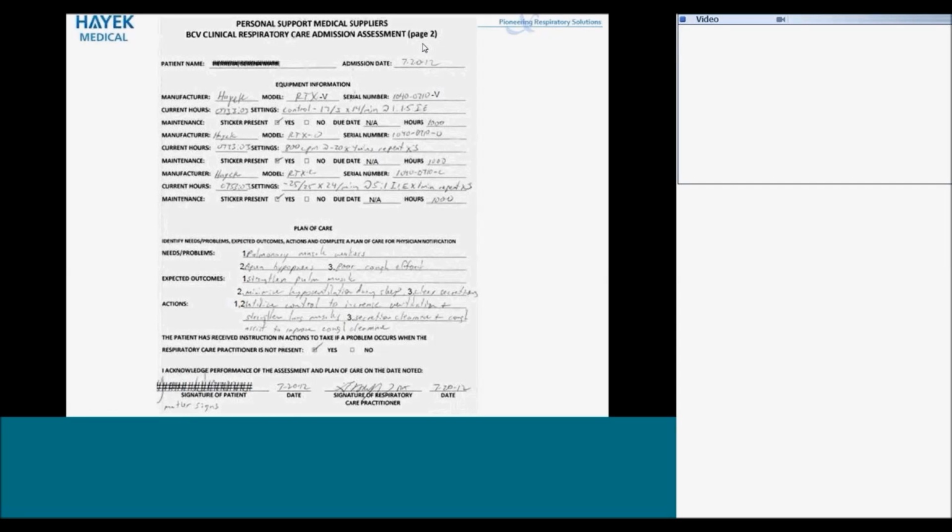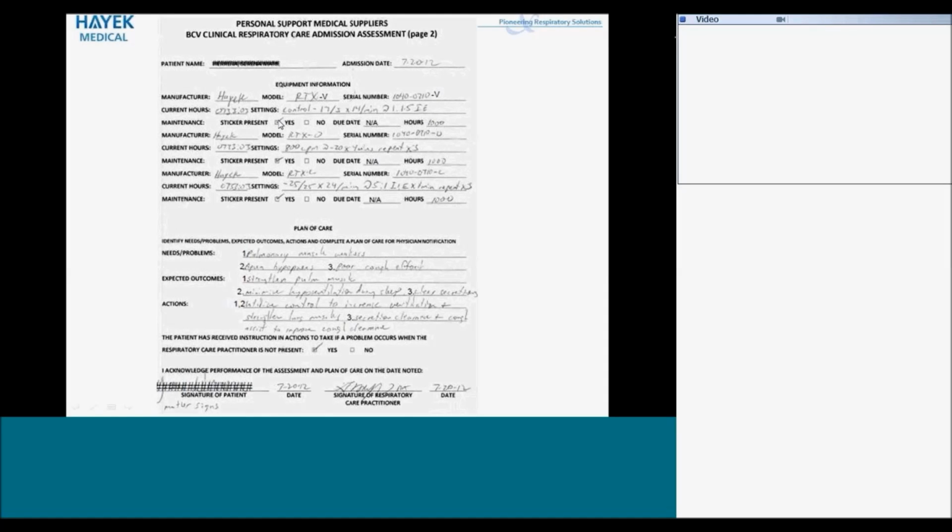Okay, so here is the second page of the admission assessment. And as I said, you're going to get 3 serial numbers. Now it's one RTX, but it is performing 3 different functions if it's prescribed for 3 different functions. And we actually document those as if they are 3 different serial numbers. So you'll have your Hayek RTX. The ventilation mode is documented as RTX-V with the machine serial number -V. And the hours that are on the machine when you set it up, the settings that are on the machine when you set it up, as prescribed or as determined in the setting selection process.